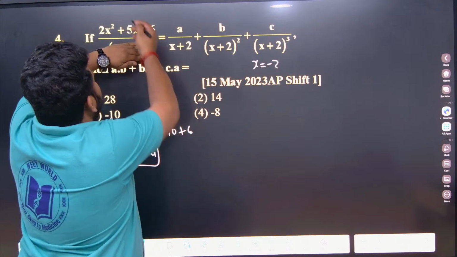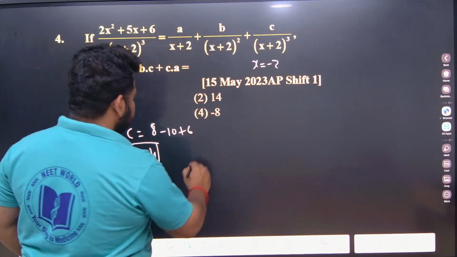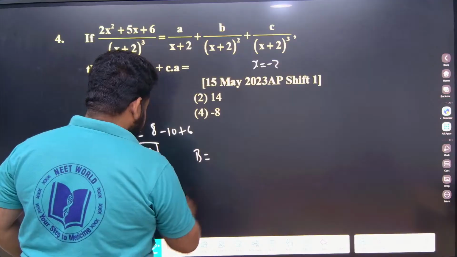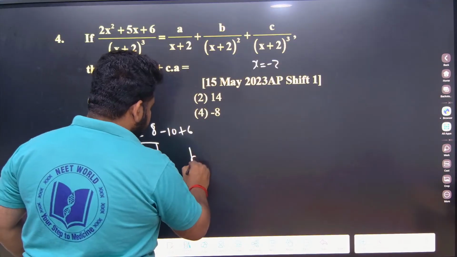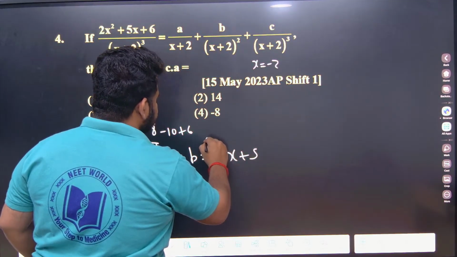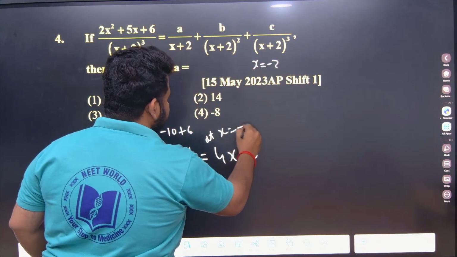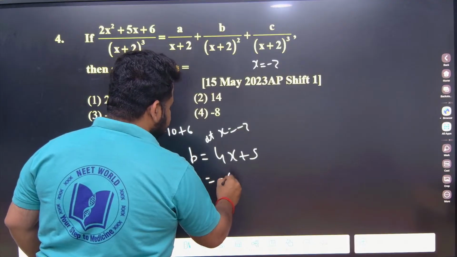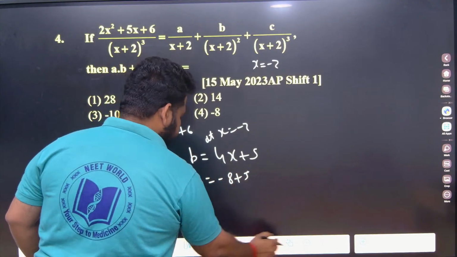Removing this, I have to differentiate this once and divide by 1 factorial. So b will be equal to what? I have to differentiate this. This is small b only they have given. So b is equal to what? b will be 4x plus 5. Okay, I have to put x is equal to minus 2. If I put x is equal to minus 2, this will become minus 8 plus 5.